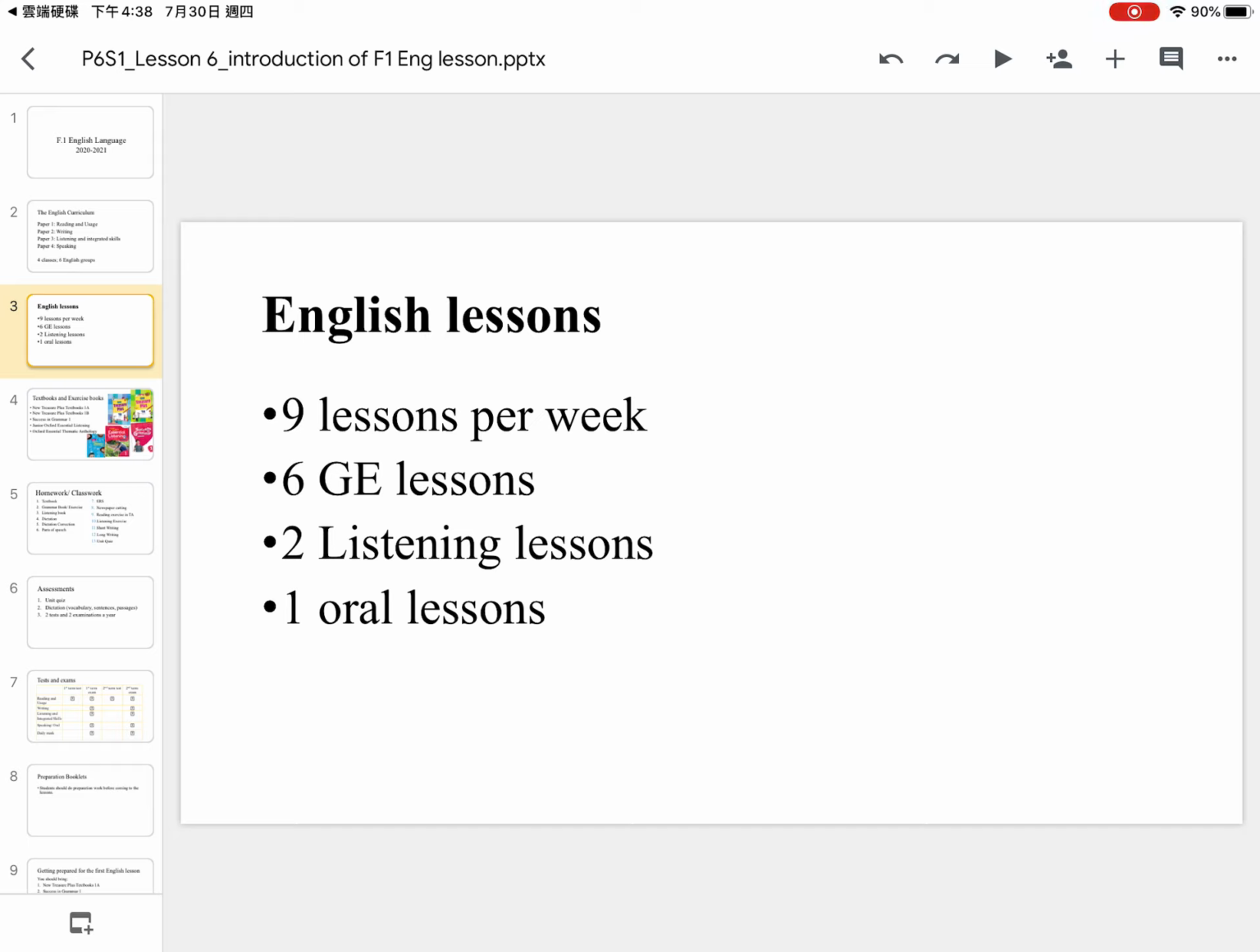There will be 6 GE lessons taught by your English teacher, as well as 2 listening lessons. The 2 listening lessons may be taught by your subject teacher, or sometimes another English teacher will teach you. And in these 2 listening lessons, we will focus on listening exercises. And we will also have 1 oral lesson. Our NET will teach you some speaking skills, such as the skills for individual presentations and group interactions.